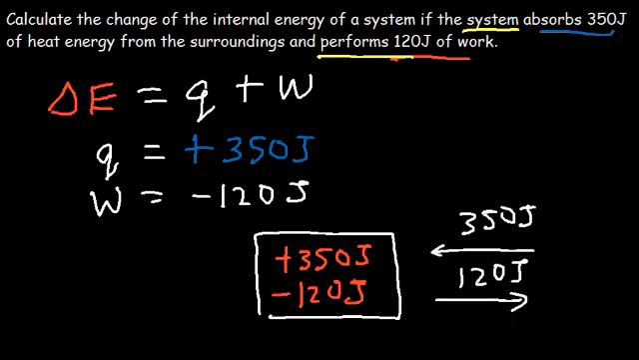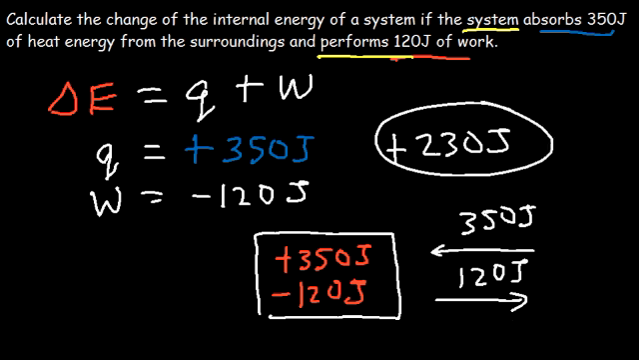If you add these two values, since delta E is Q plus W, the net balance, or the net amount gained, was positive 230 joules. So 350 minus 120 is positive 230. The system banked 230 joules of energy.